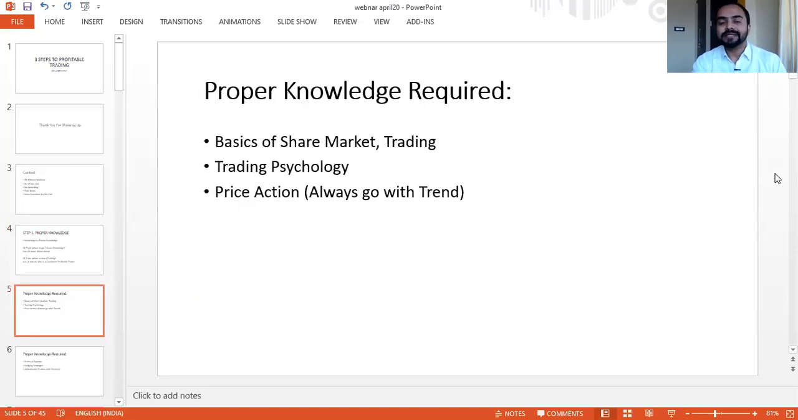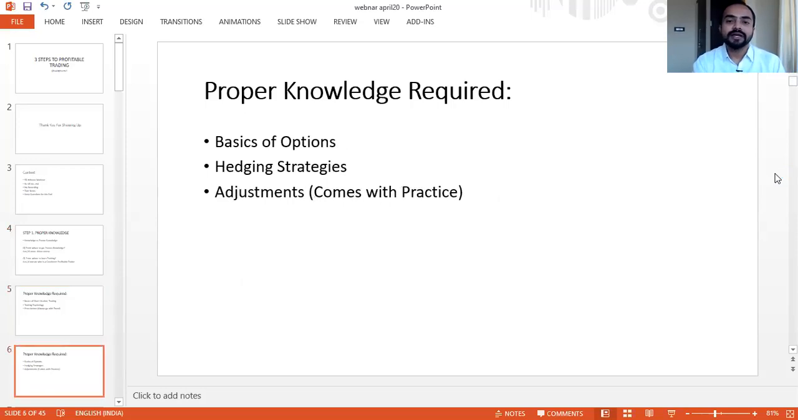The proper knowledge I'm talking about is that first you should know the basics of the share market. Then you should know the basics of trading. You should know trading psychology, risk management, position sizing. Everything comes under trading psychology, control of emotions. Then you should know price action, technical analysis. You should always go with the trend. Then you should know the basics of options. Then you should know option hedging strategies. Then you should know adjustments. This comes with practice. So this is the basic knowledge or proper knowledge I'm talking about. And I have created a video course on this where there is a different module for all these topics. I have given this proper knowledge in a very structured way in my video course, and we will discuss more about that towards the end.